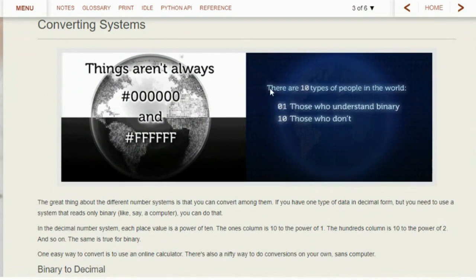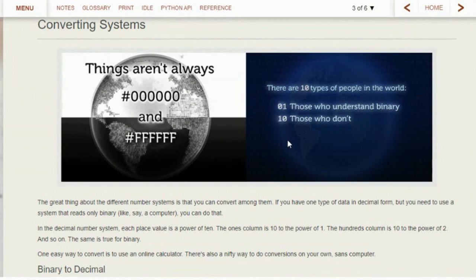I love this. I should get one of these shirts. I see these. There are 10 types of people in the world: 01, those who understand binary, 10, and those who don't. See, that's a binary 2 right there. 10 is 2 in binary. So it's saying there's 2 types of people in the world. 1, those who understand binary. 2, those who don't. So it's just written in binary.